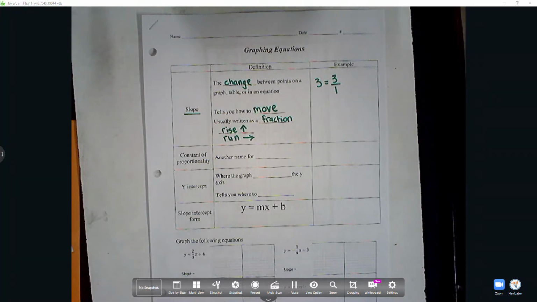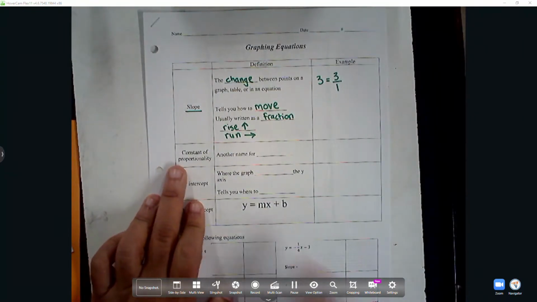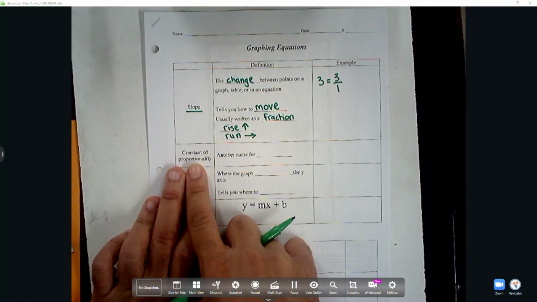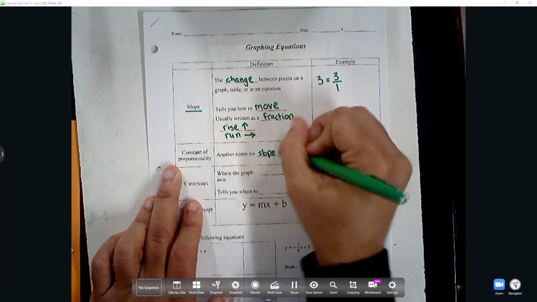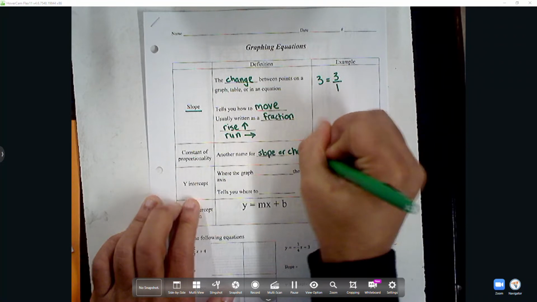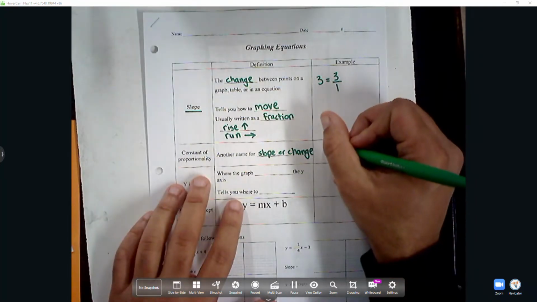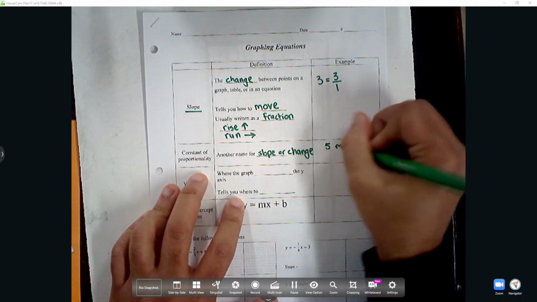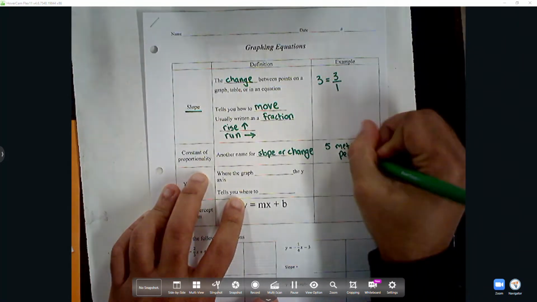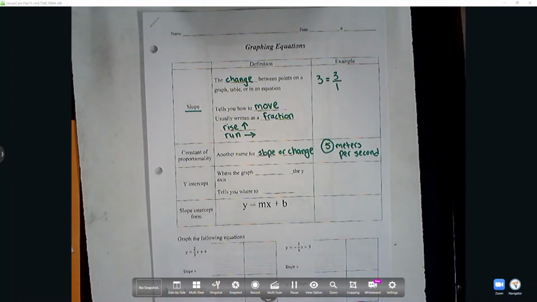So we have been calling it the change. We just learned that we can call it the slope, but it's also called the constant of proportionality. So another word for slope or change is the constant of proportionality. It tells us how much it is changing each time. So an example would be like Henri could run 5 meters per second. 5 would be the constant of proportionality.